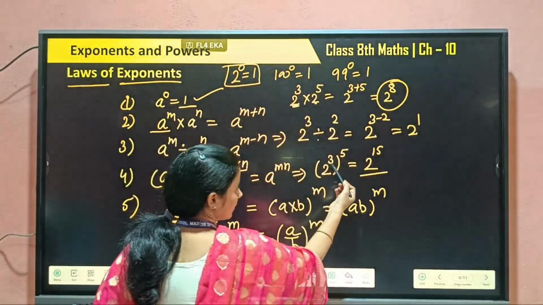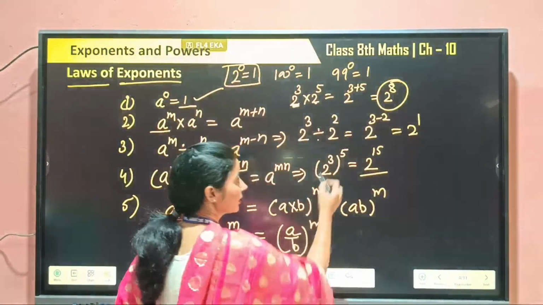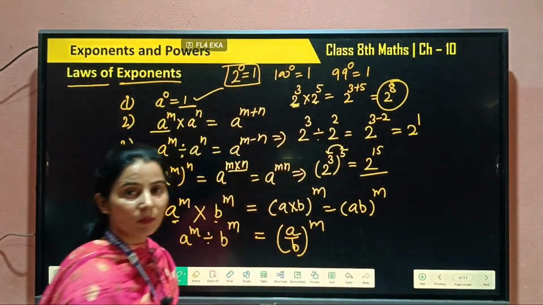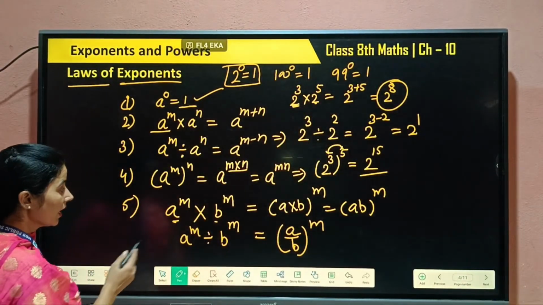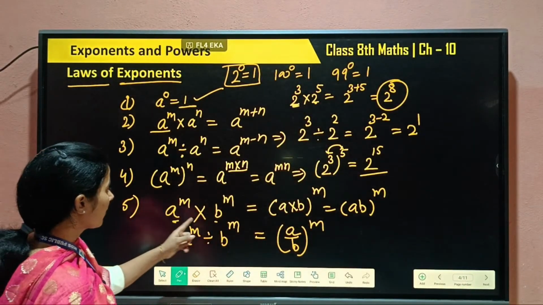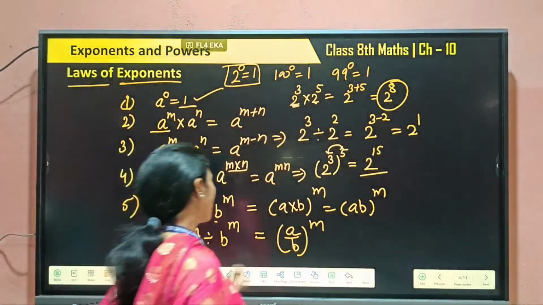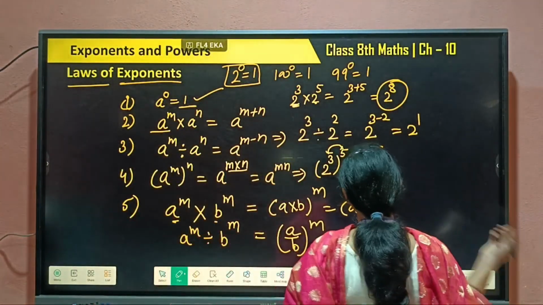2 raised to power 3 and then its power 5. Then these powers will multiply. Powers will multiply, then it will be 2 raised to power 15. Next is a raised to power m into b raised to power m equals to ab whole power m.